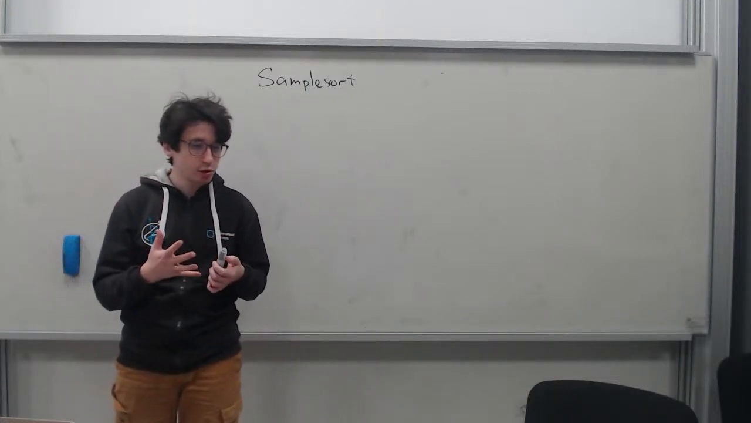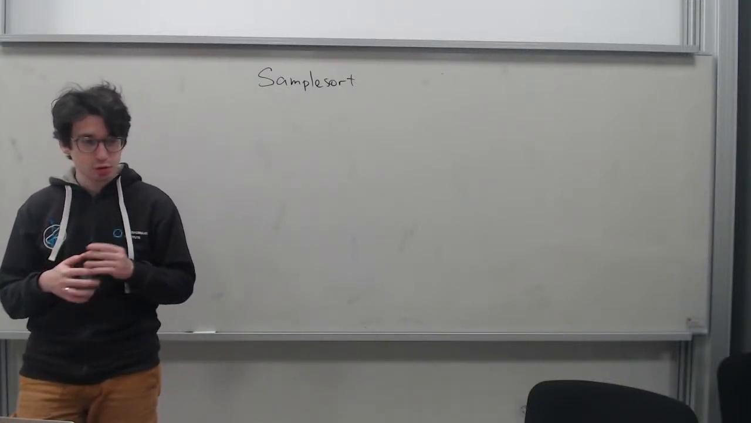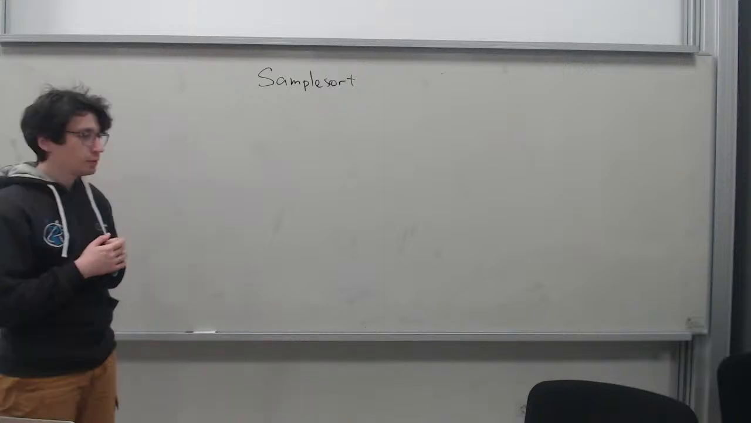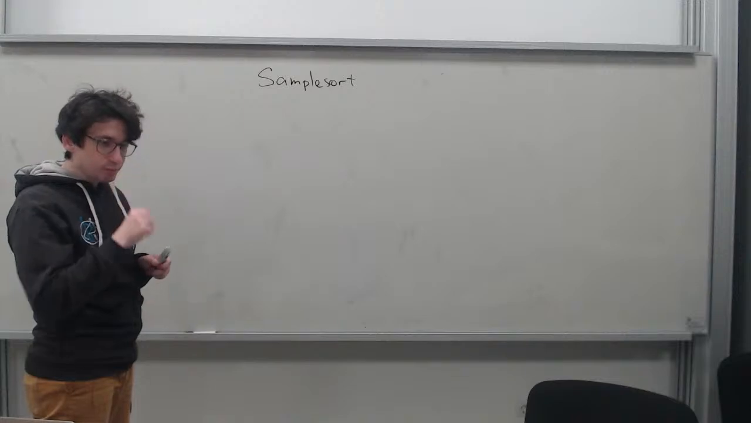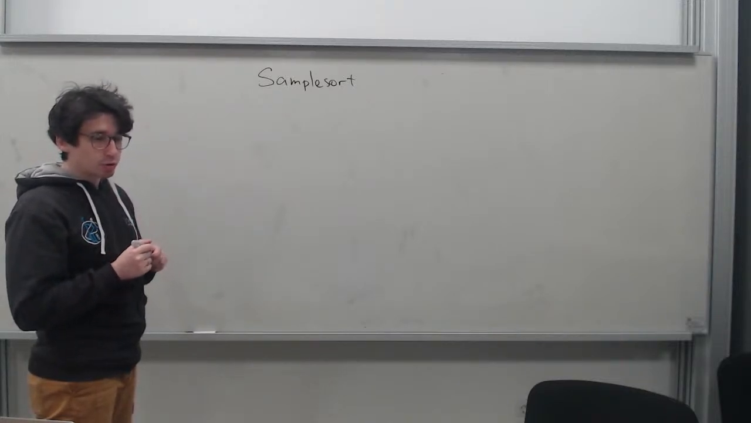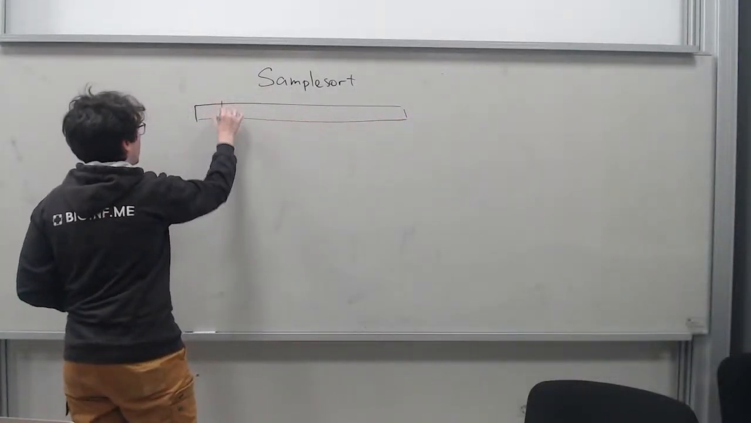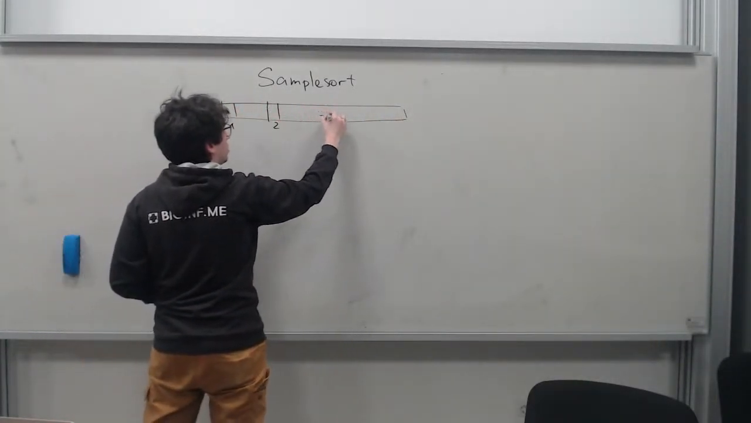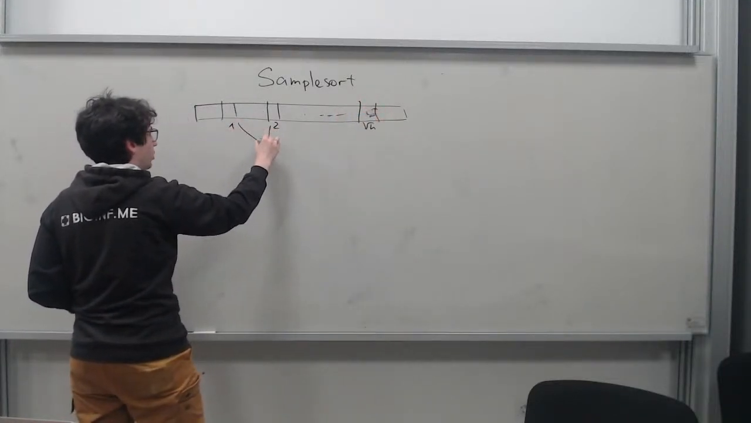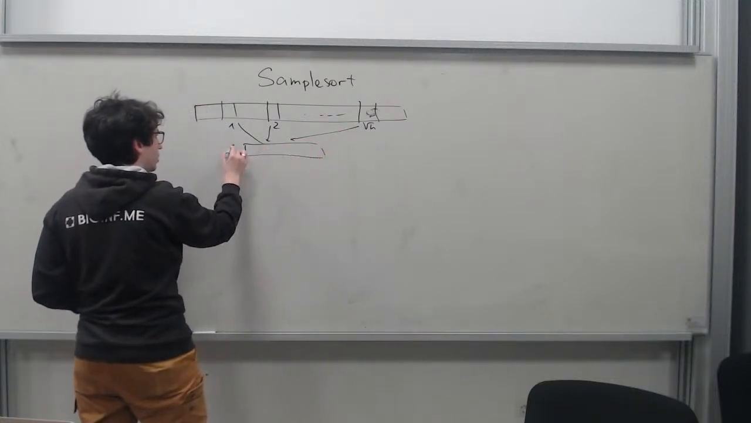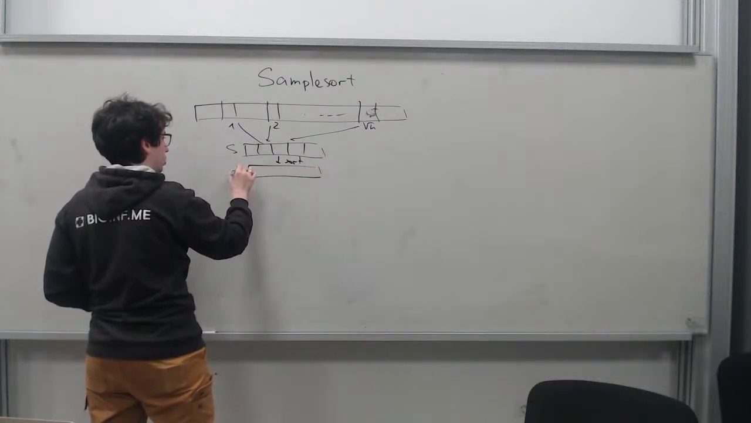Instead of quicksort, where we take one sample to split the array into parts, here we will take approximately square root of n samples. We take an array, take square root of n samples, and put them in a special array S, which we sort. Now we will have sorted samples there.